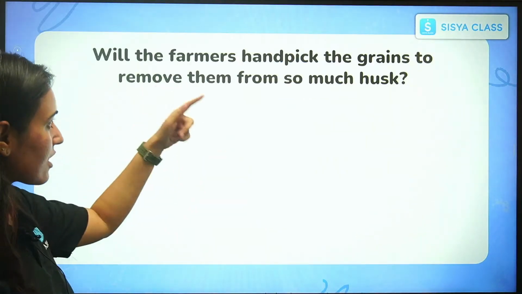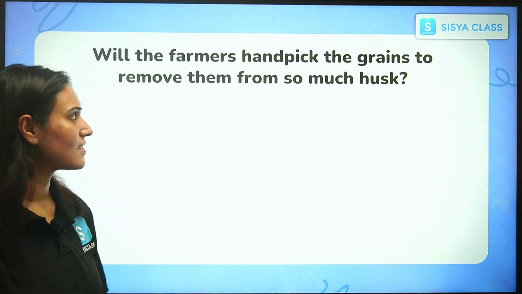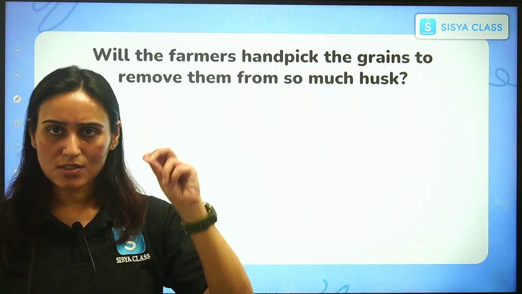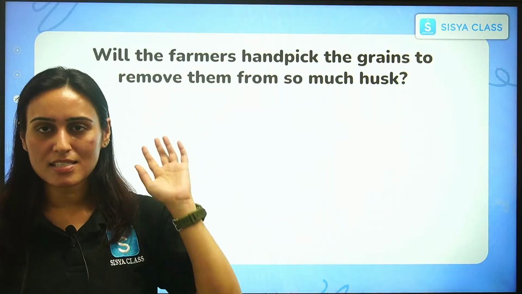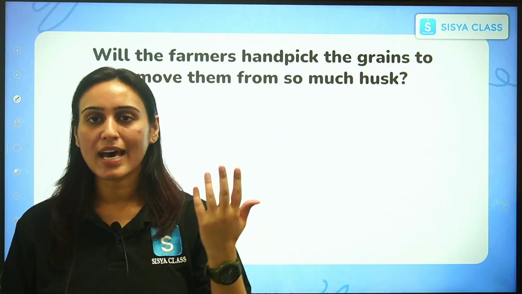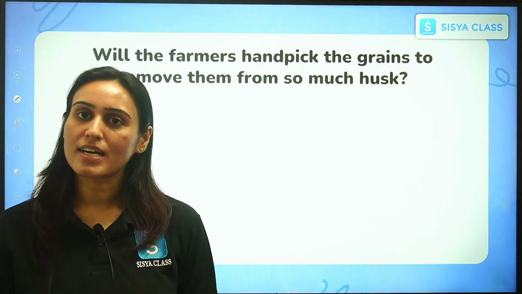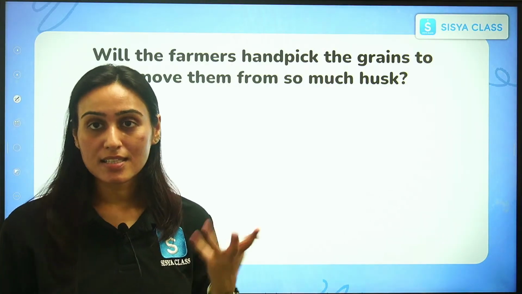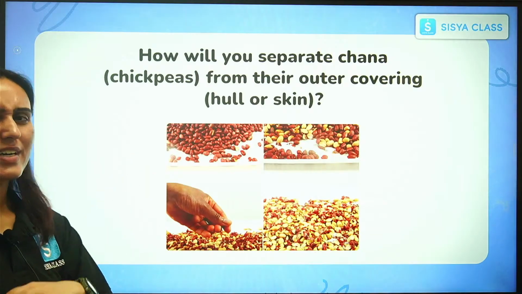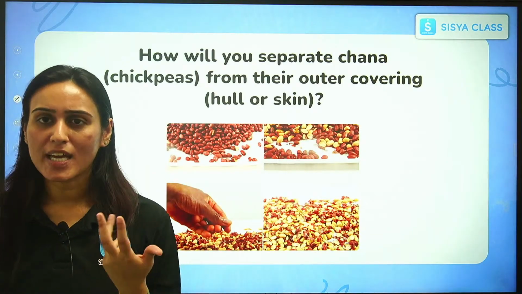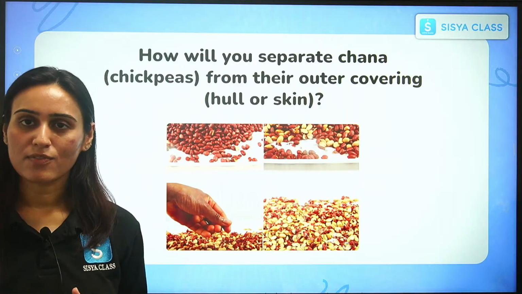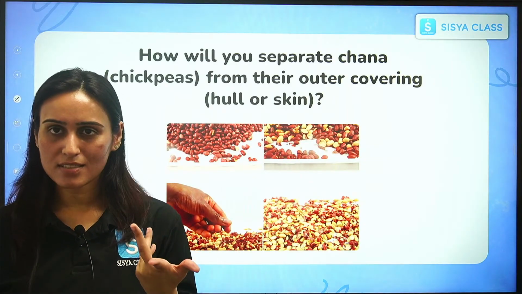So, will the farmers handpick the grains to remove them from so much husk? Are the farmers going to one by one pick the grains just like we used to do in the first method? Obviously not, right? We don't have that much amount of time. We already know that. So what should we do in that scenario? Let's do one activity, everyone. Have you ever done this? Okay, you have chana, maybe moongfali, groundnuts, right? And you are trying to remove them from their cover. Okay, you do that, right?